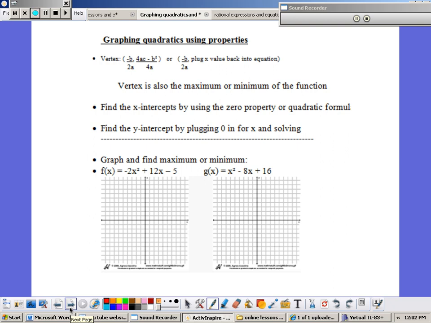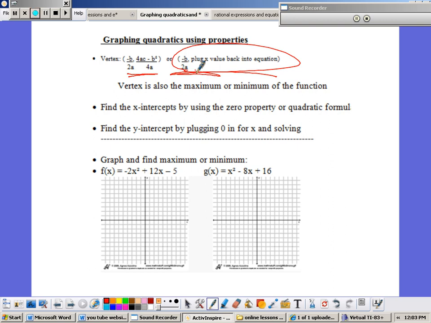Graphing quadratics using properties. What if it's not in graphing form? Do you always want to complete the square? For most of you, the answer is going to be no. So you can use one of these two forms up here. This one is on your formula sheet, so this is the one that I'm going to be using.